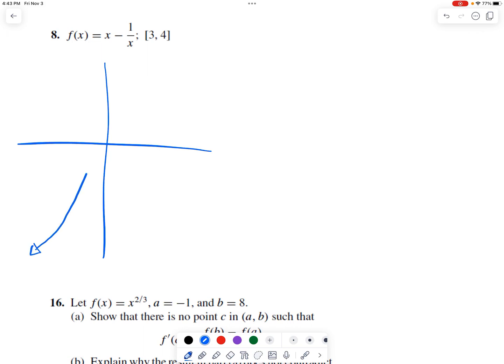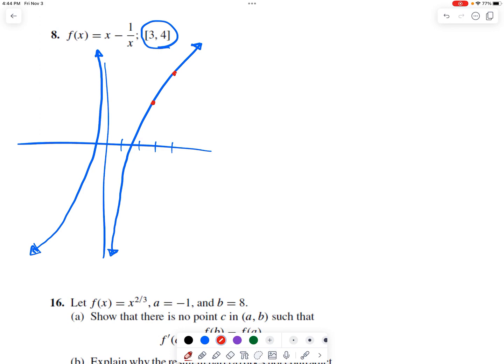That function has a vertical asymptote at 0, and then at 1, 2, 3, and 4, it looks like this. So there's definitely a discontinuity, and also it's not differentiable at x equals 0. But because we are just interested in the interval from 3 to 4, we are pretty good to go.